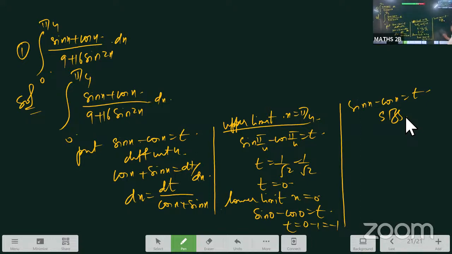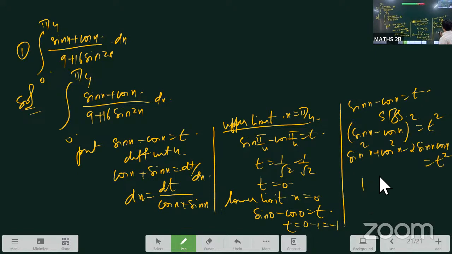Then again take sin x minus cos x, squaring on both sides. That is sin x minus cos x whole square equal to t square. So sin square x plus cos square x minus 2 sin x cos x equal to t square, that is 1 minus sin 2x. Then sin 2x is 1 minus t square. See, sin 2x also in terms of t you got: 1 minus t square.